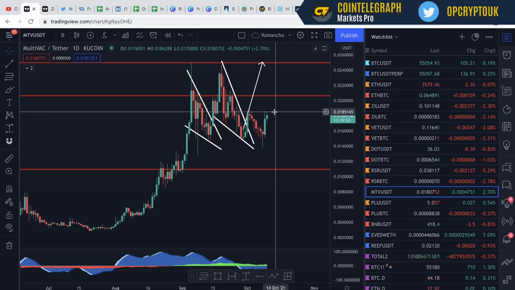So we'll take a look at some new key levels, where we could invest and where we could look to either take profit or accumulate.